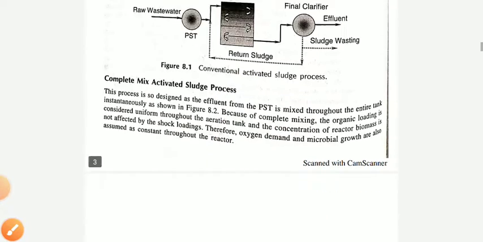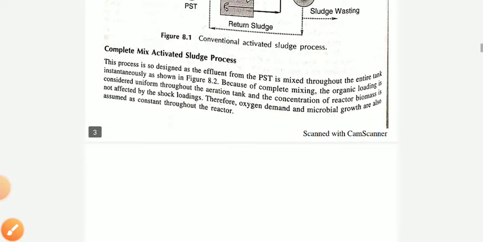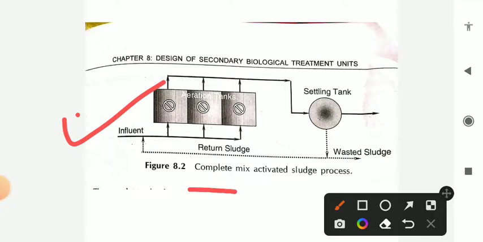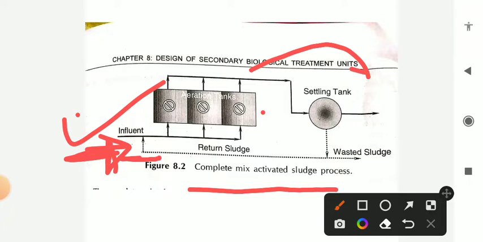Now the second subtopic of activated sludge process is the complete mix activated sludge process. Okay, first of all, see the figure. Here is the figure of the complete mix activated sludge process, right? So the raw wastewater is charged to the bottom section of the aeration tank. Okay, and its mixture is treated in the settling tank and the final sludge is collected here.